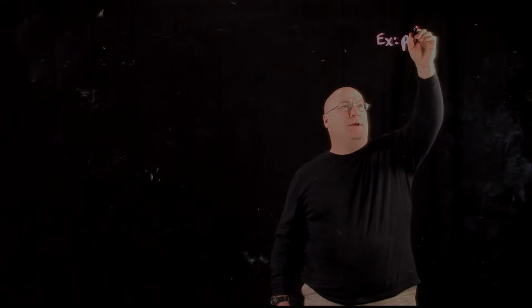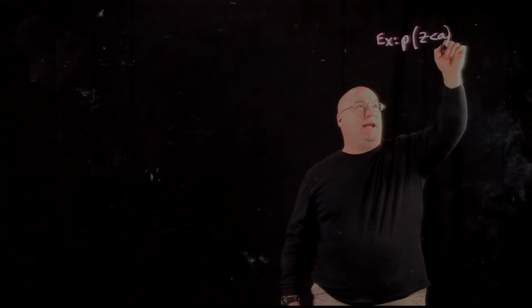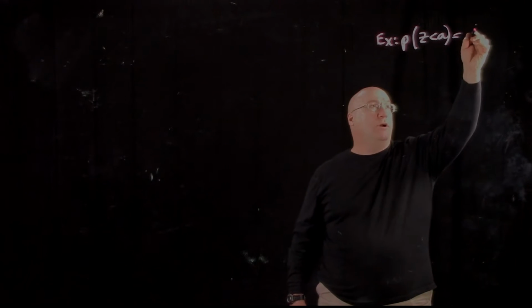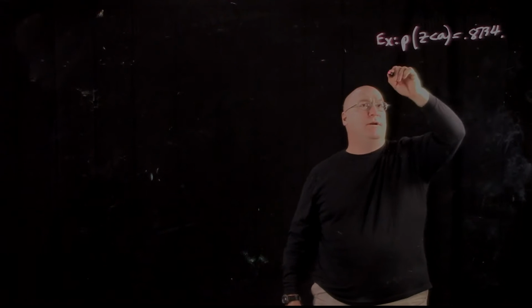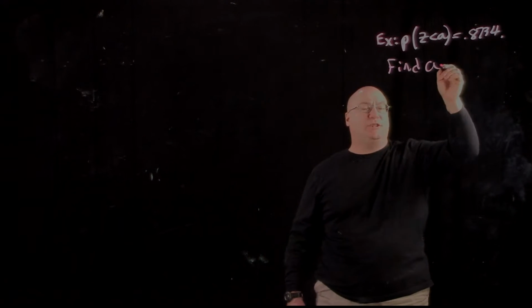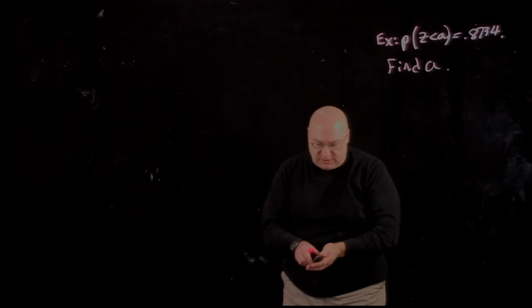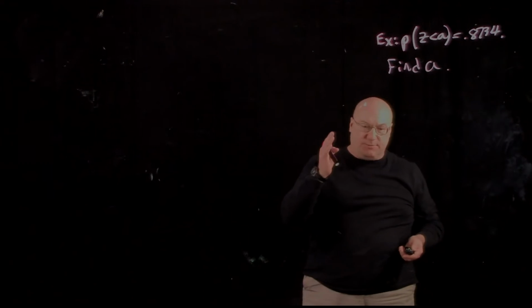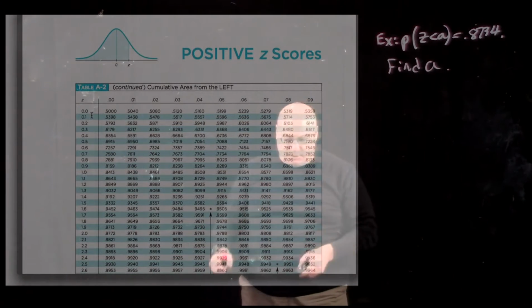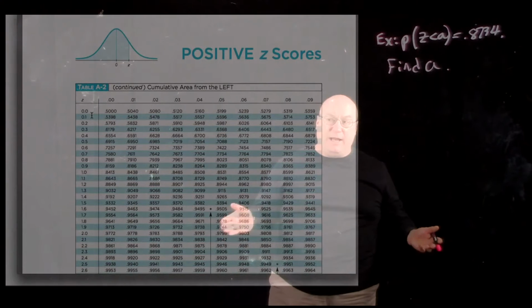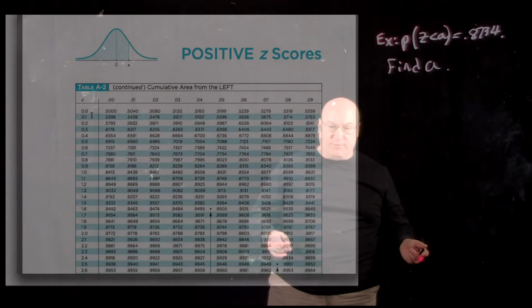So, for example, find the z-score with an area 0.8734 to its left. So find the probability z less than or equal to a equal to 0.8734, and I say find a. Well, this is just like what we did last time, except for this little extra twist. Certainly the probability is bigger than a half, so I want to go to the positive z-scores and find the area of 0.8734, and that a then will be our z-score.